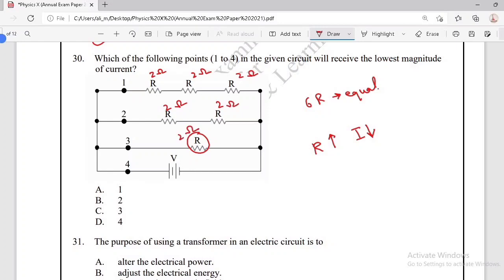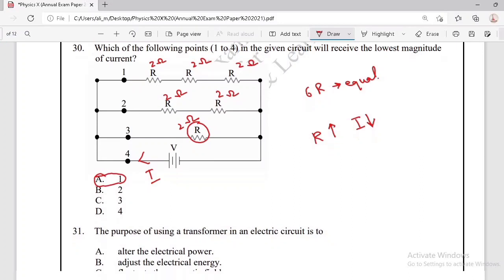So in path 4 there will be the maximum current because there is no resistance at point 4. At point 3 we have a resistance of 2 ohms, at point 2 we have a resistance of 4 ohms, and at point 1 we have a resistance of 6 ohms. So the greater the resistance, the lower the magnitude of current. So option A, that is point 1, is the right answer for question 30.